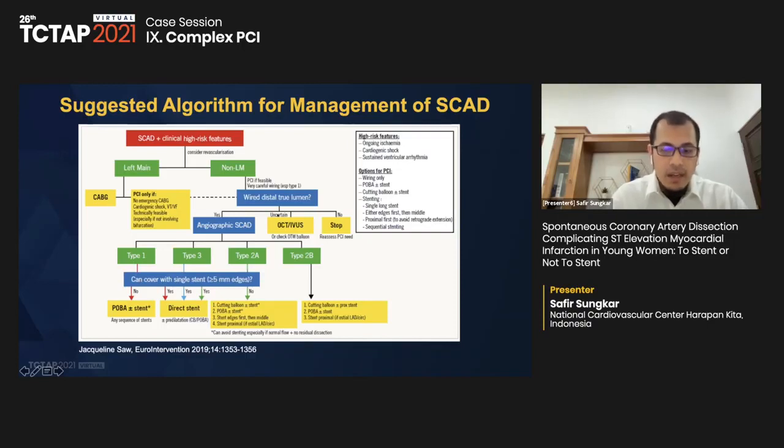The operator needs to confirm that the coronary wire is in the distal true lumen before proceeding to angioplasty or stenting. We can use guidance from intracoronary imaging such as OCT or IVUS to confirm the position of the wire. Once the vessel is successfully wired, there are many different technical options for angioplasty and or stenting.